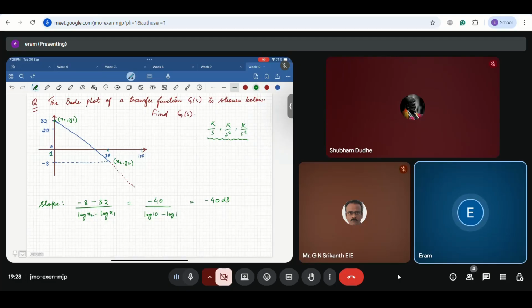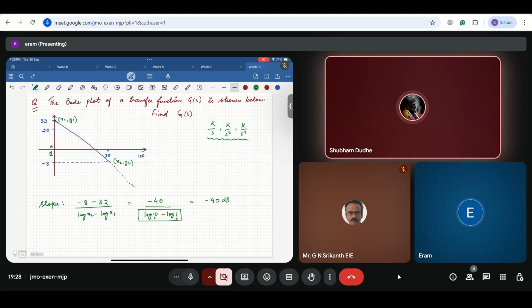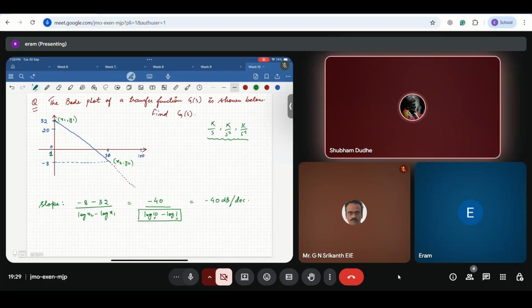and you can observe here that this denominator is nothing but one decade, because here we have frequency 1 and here we have frequency 10. So this is minus 40 dB per decade. Now, minus 40 dB per decade means how many poles at origin? Is it type 0, type 1 or type 2 system? Type 2 system.